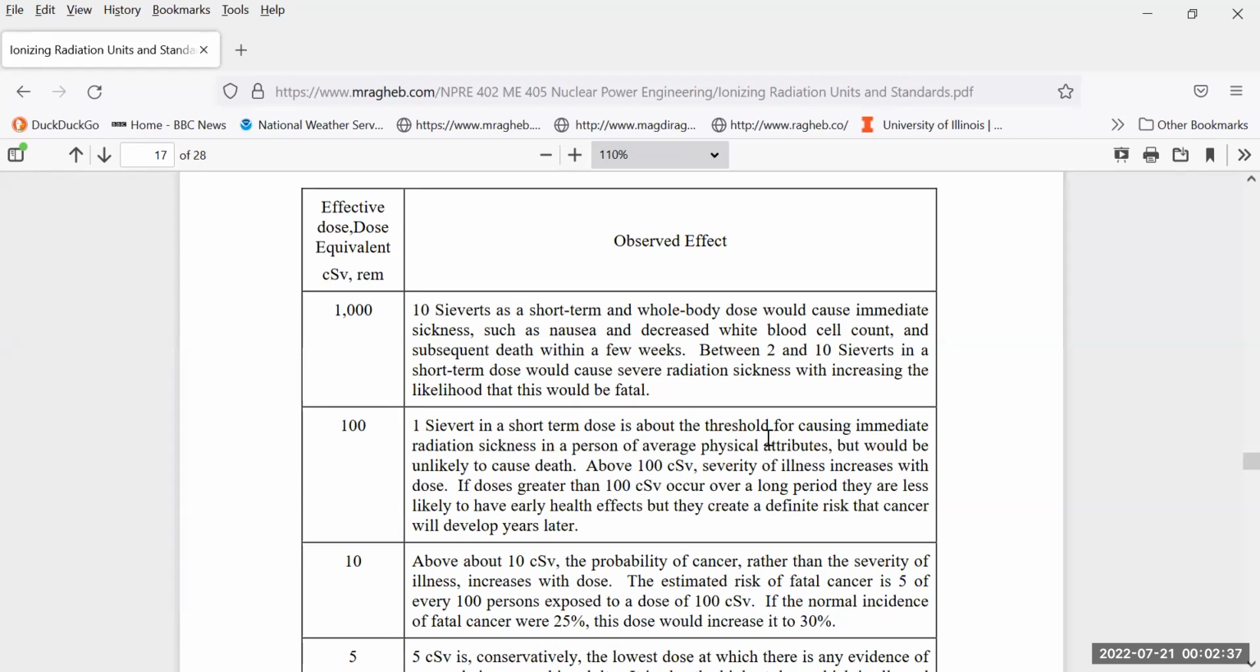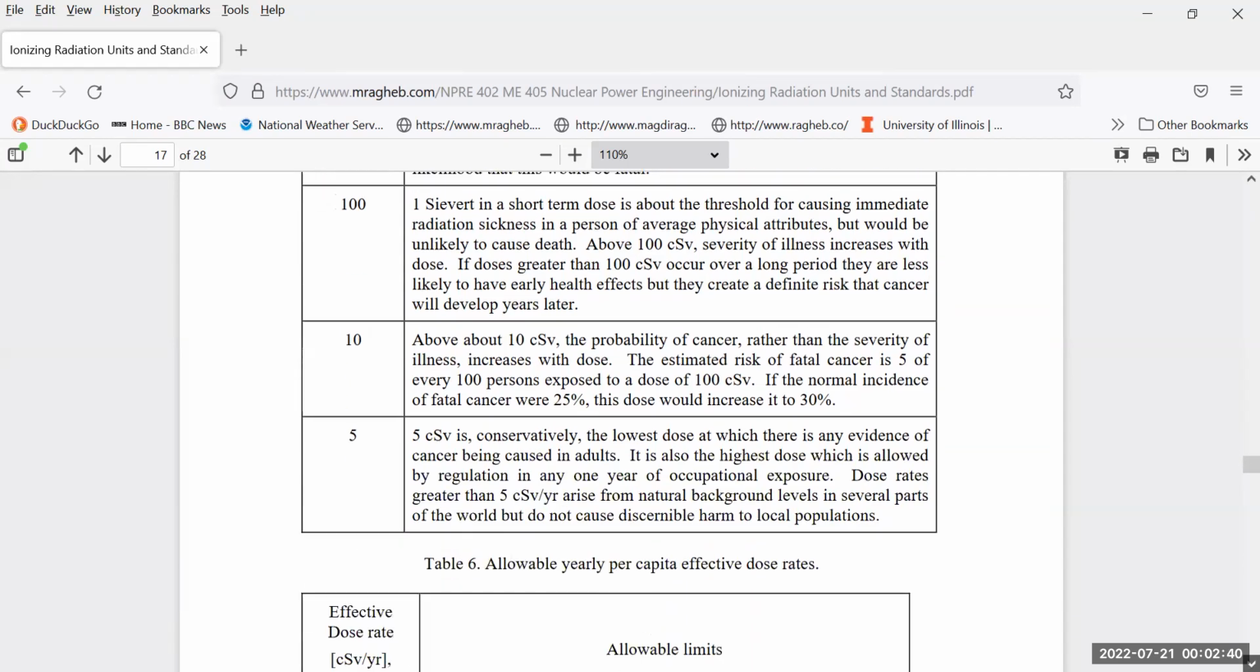1 sievert in a short-term dose is the threshold for causing immediate effects of radiation. And the radiation, as I said, would inhibit the production of the red blood cells in our spine, so our immune system cannot fight bacteria. Radiation also can affect the lining of our gastrointestinal tract, the stomach. And we know that our gastrointestinal tract is full of bacteria. What are they doing there? They're disassembling the food that we eat into its original components so that the body can absorb them. So if the lining of the stomach is affected, of course, those bacteria invade the rest of the body.